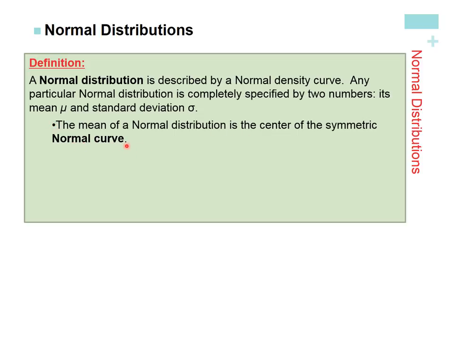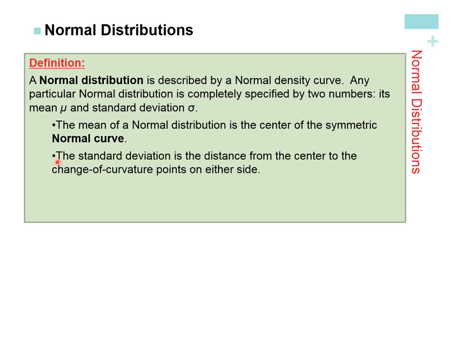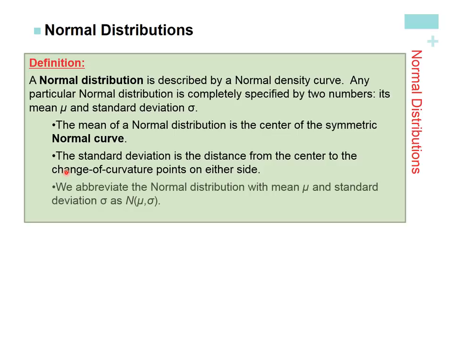Like I said, you're always going to draw that nice curve first and put that mean right down the center. The standard deviation is the distance from the center to the change of curvature points on either side. So basically your standard deviation, remember, is from your mean. From the mean, what is the average distance above the mean? What is the average distance below the mean? That was your inflection points.